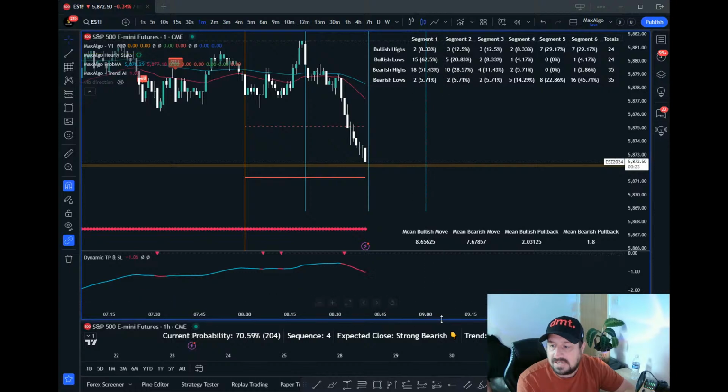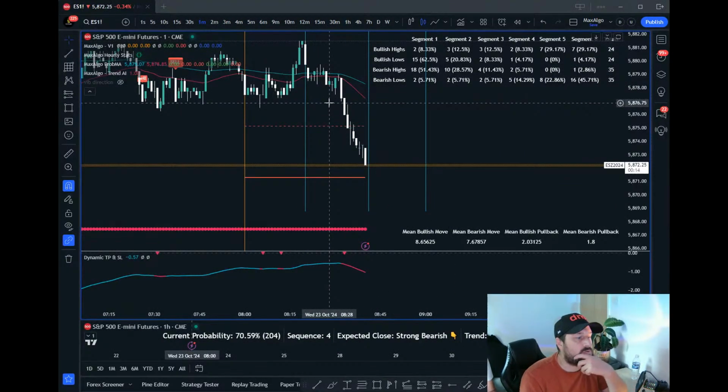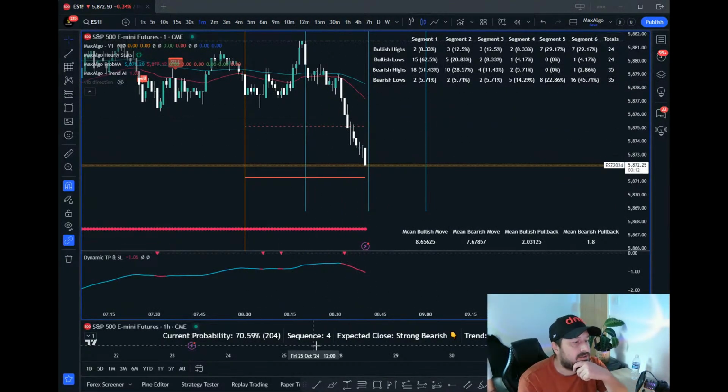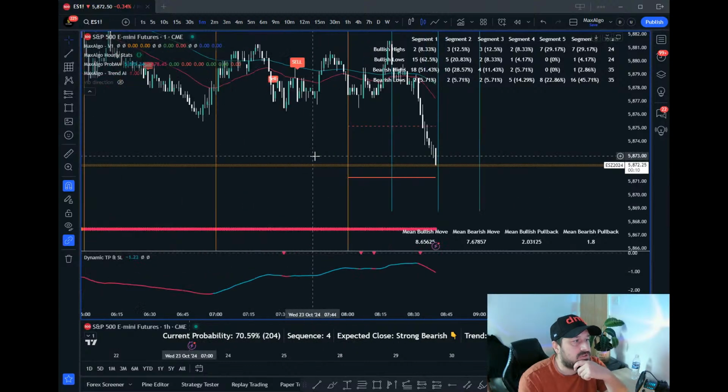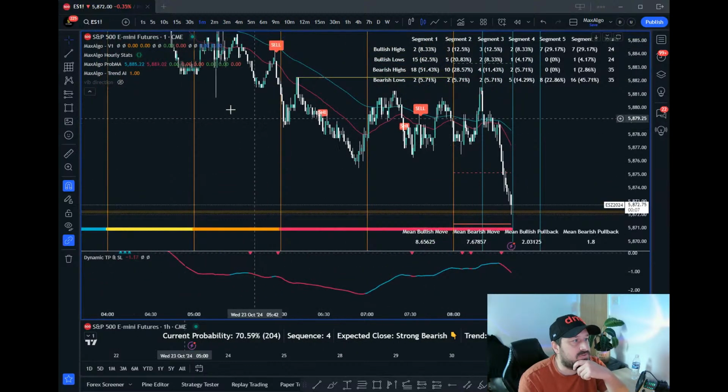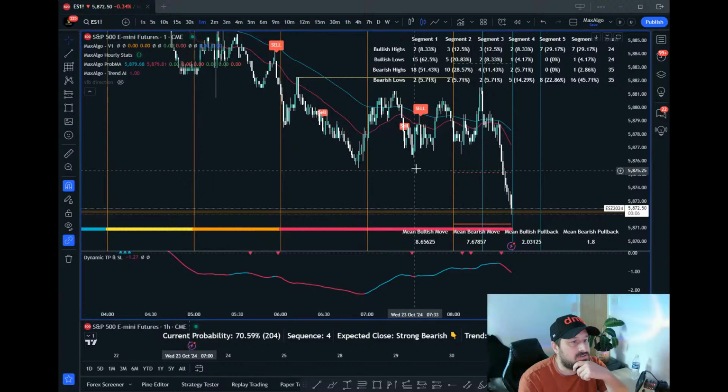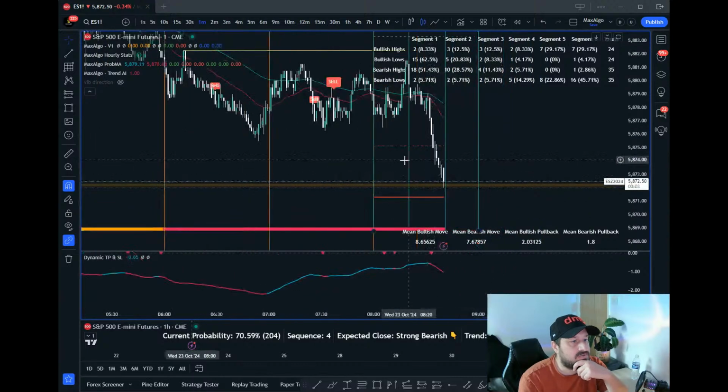So we can see at the moment, our current candle probability is a 70% probability that this candle is going to close bearish. We're at sequence 4, which means that over the last 4 hours we've had sequence 1, sequence 2, sequence 3, and then this is our sequence 4.